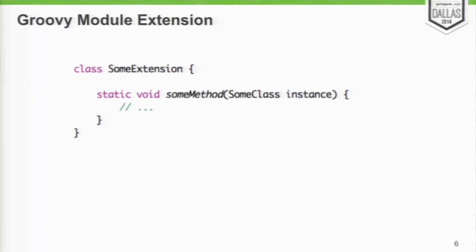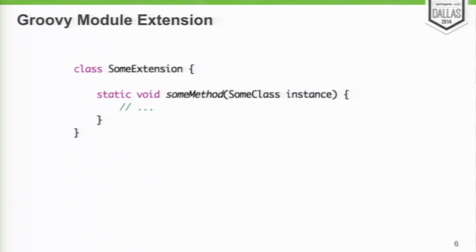So just write a class that has static methods in it. The first argument to the method represents the type that you want to add this method to. So I want to add a method called SumMethod to the SumClass, right? Somebody else wrote SumClass. Maybe it's part of the JDK or part of Hibernate. It's part of some library, and you've got a method you want to add to that class, but you can't, right? You didn't write the class.